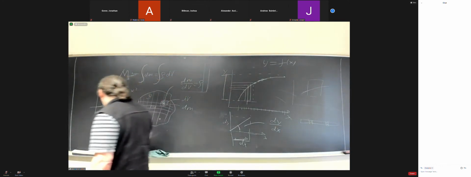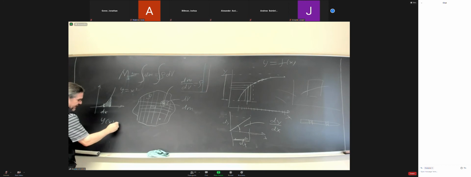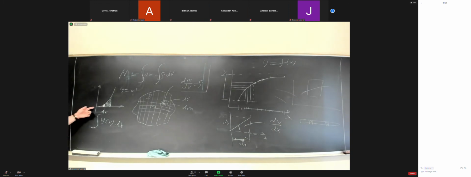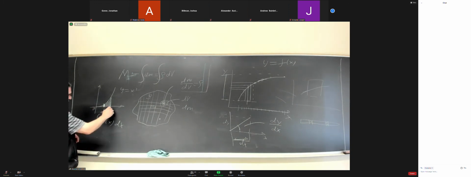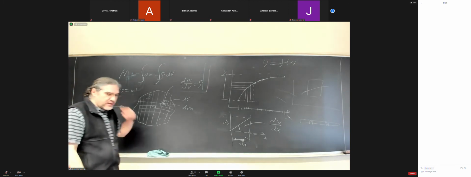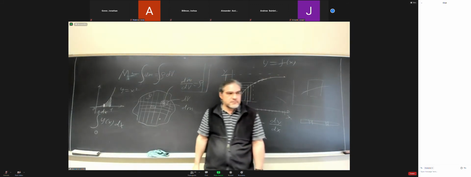Because what you do, as Newton told us, is split it into little pieces. Each piece has this length dx, and this length y of x. You multiply y of x times dx, which is the area of that little piece, and you sum them up. You're interested in the area from 0 to 1. Then you take this function, compute it, and you get 1/3. Just that simple.